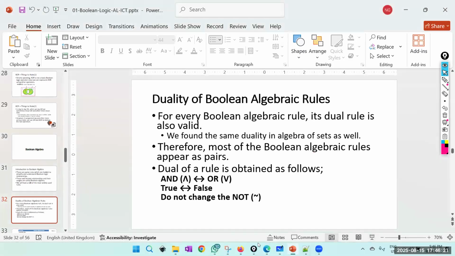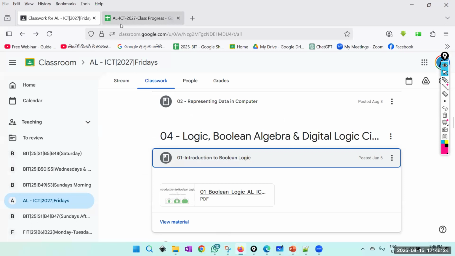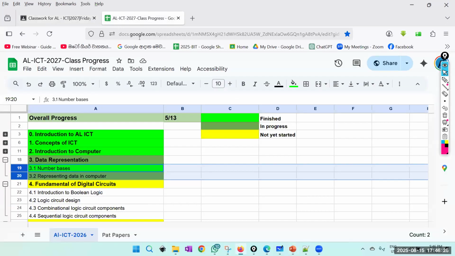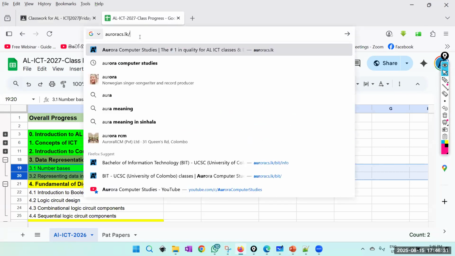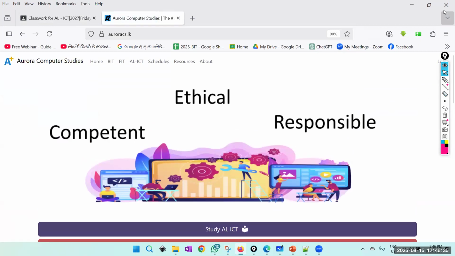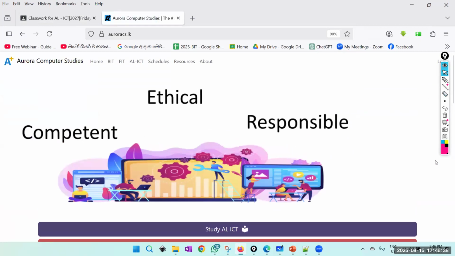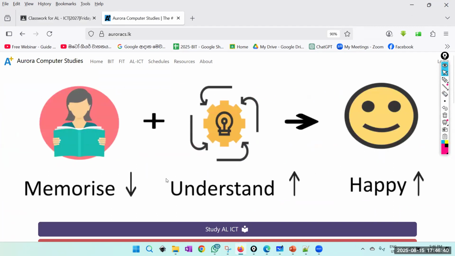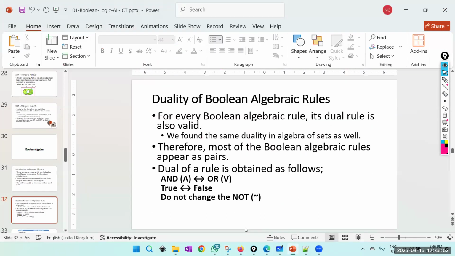I don't know whether you have seen our website. You can see: less memorize, more understand. So more understanding means you are more happy. Why? You are more confident. Okay, so that is our philosophy and our study model, right?